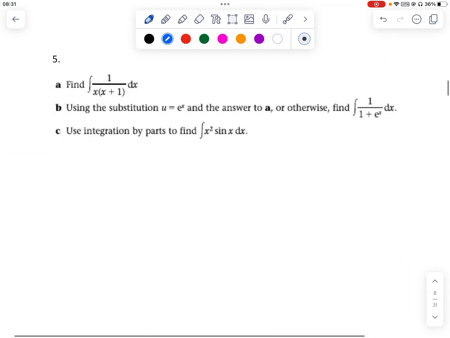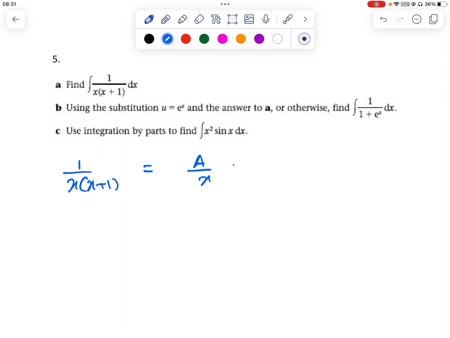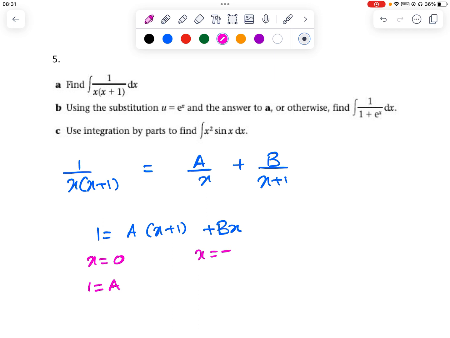Next, integral of 1 upon x times x plus 1. So we have to do the partial fractions for this. 1 upon x times x plus 1 equals a upon x plus b upon x plus 1. So 1 equals a times x plus 1 plus b times x. Now plug in x equals 0. So 1 equals a. Plug in x equals negative 1. 1 equals negative b. So b equals negative 1.